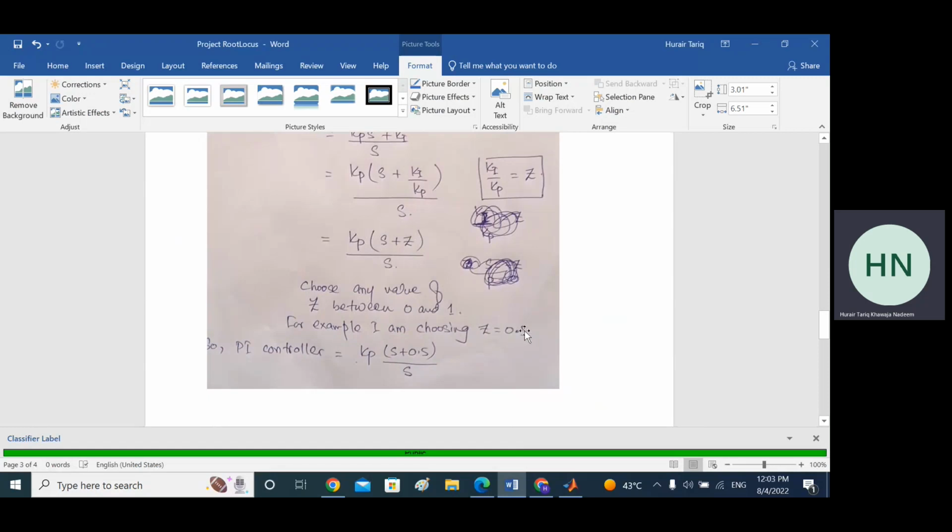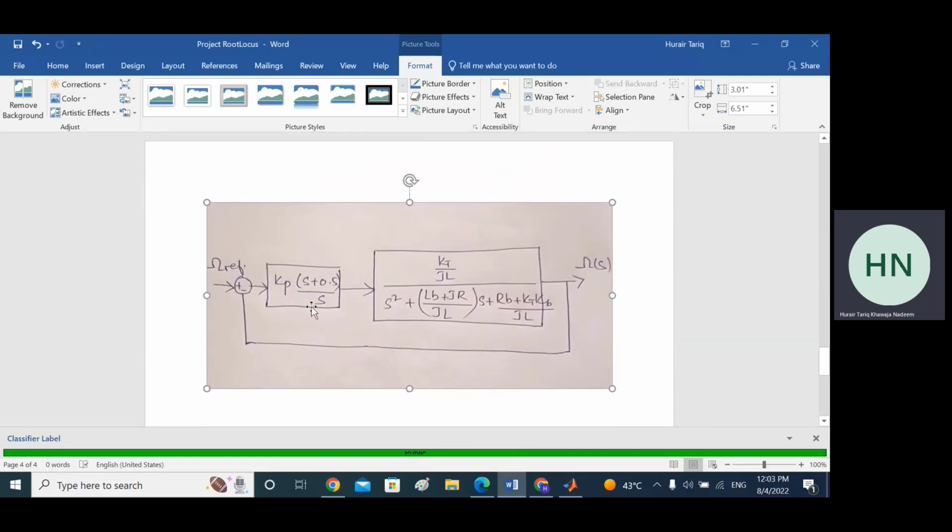For example, I am choosing Z equals 0.5. You can choose any other value like Z equals 0.3, 0.6, 0.7. You can choose any value. Every group will have a different value of Z. Now, your PI controller is going to look like KP times S plus 0.5 over S, because I have chosen Z equals 0.5. Now we are going to substitute this. This is the PI controller, this is the plant, and this is our feedback.